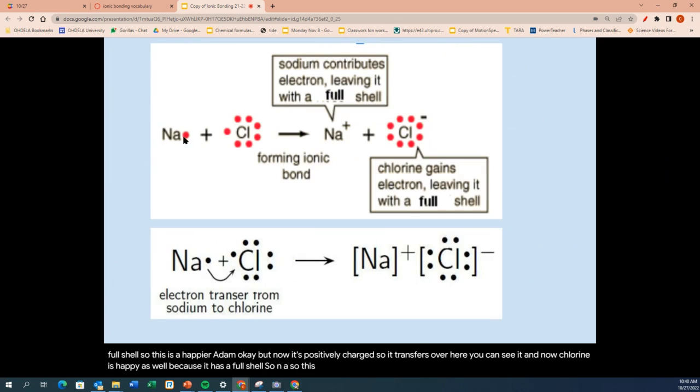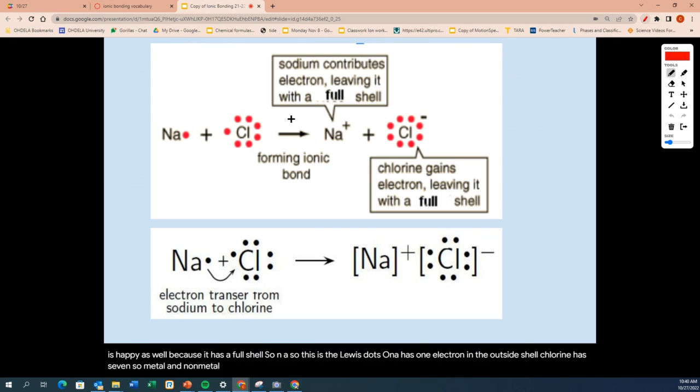So Na, this is the Lewis dot. Na has one electron in the outside shell. Chlorine has 7. So metal and nonmetal. Metal, nonmetal make ionic bonds.